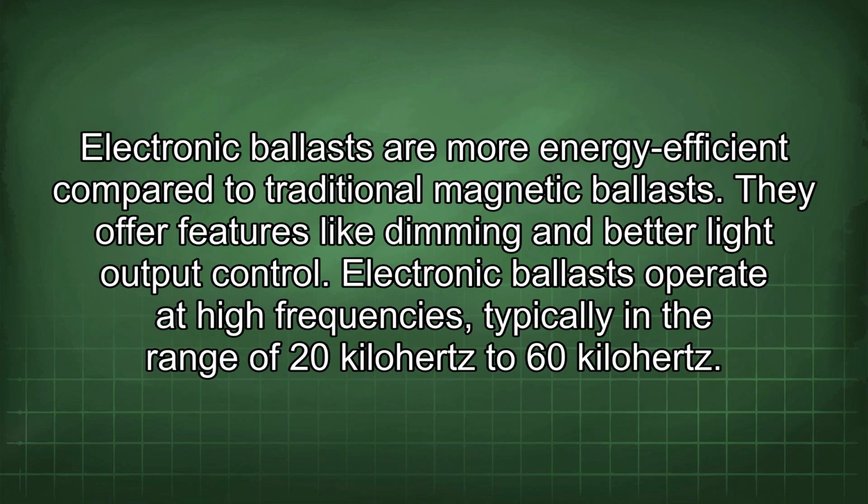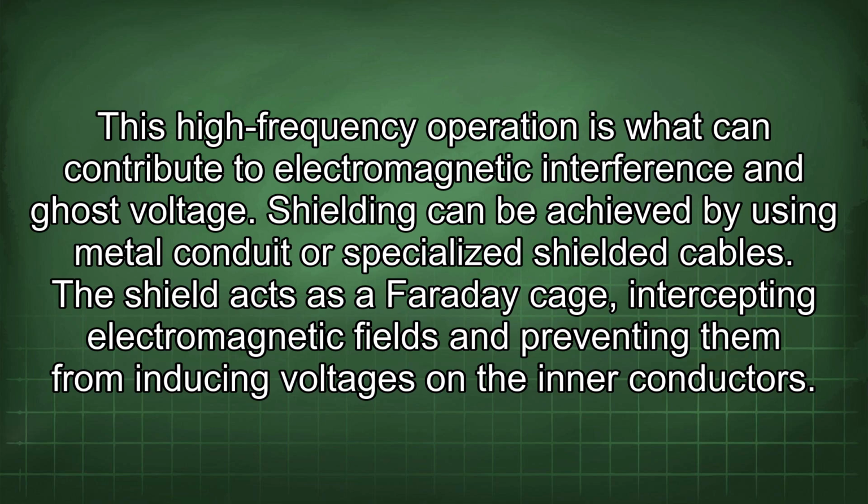Electronic ballasts are more energy efficient compared to traditional magnetic ballasts. They offer features like dimming and better light output control. Electronic ballasts operate at high frequencies, typically in the range of 20 kHz to 60 kHz. This high-frequency operation is what can contribute to electromagnetic interference and ghost voltage.